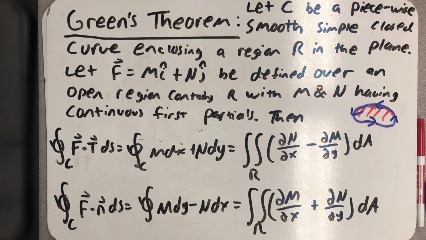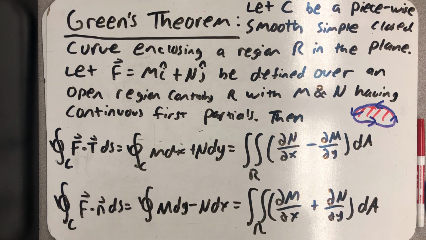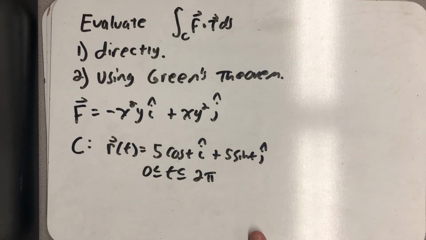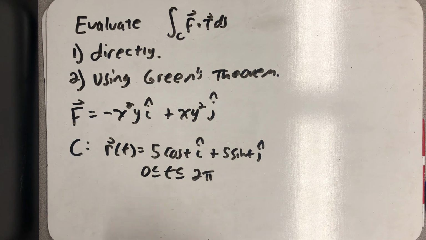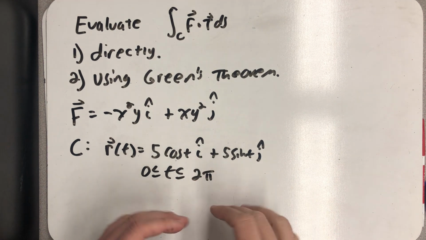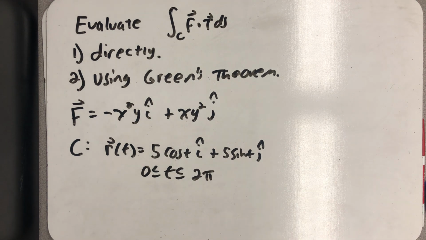Green's theorem is a very powerful statement that relates a path integral to a double integral. In this video, we're going to evaluate the path integral of this vector field over a path C directly, and then by using Green's theorem. The vector field is x squared y i plus x y squared j, and the path is a circle of radius 5 centered at the origin, moving counterclockwise around it, and that's important because Green's theorem is for counterclockwise oriented curves.